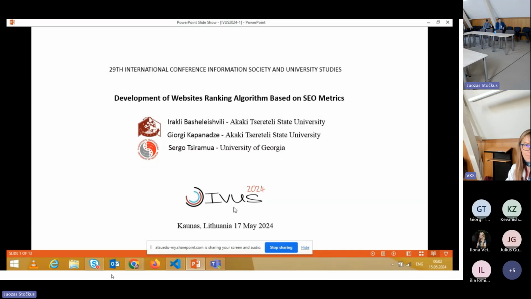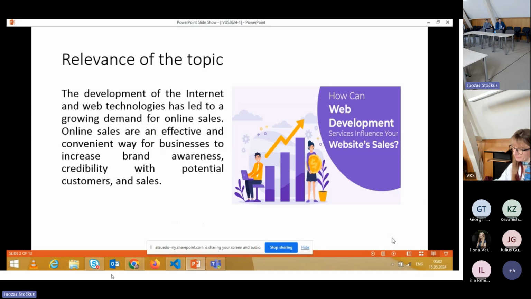Work is about development of websites ranking algorithm based on SEO metrics. The development of the internet and web technologies has led to a growing demand for online sales. Online sales are an effective and convenient way for business to increase brand awareness, credibility with potential customers and sales. Through the internet and web technologies, both entities and companies sell their product and service. Moreover, companies create their websites for online sales, which is associated with high costs. Therefore, entities and small and medium-sized companies find it difficult to pay this cost.